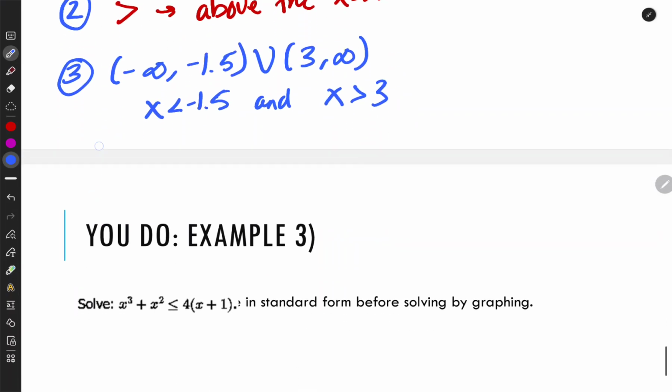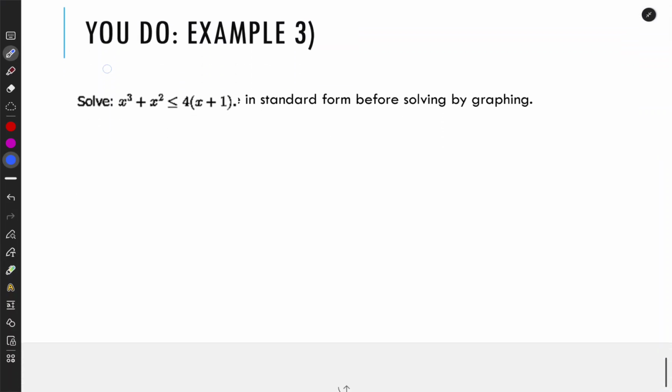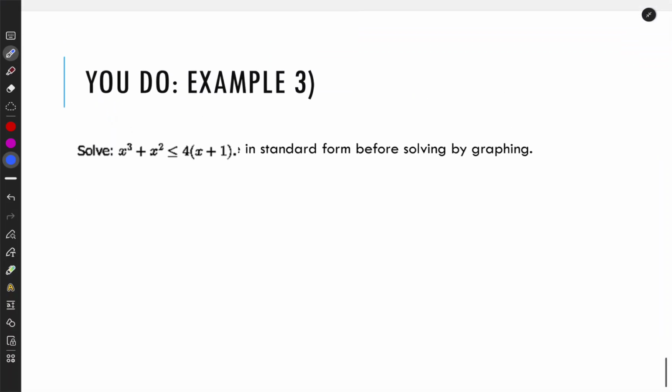All right. So this example, this is where you do. I want you to pause, and then come back, and we're going to see how you do. Remember, the goal is first to get one side equal to 0, and then after you get that one side equal to 0, you're going to proceed to graph.